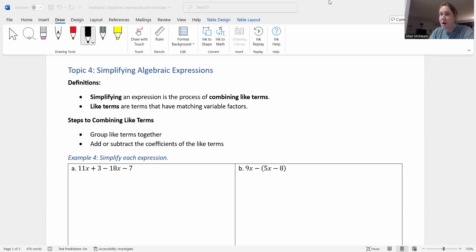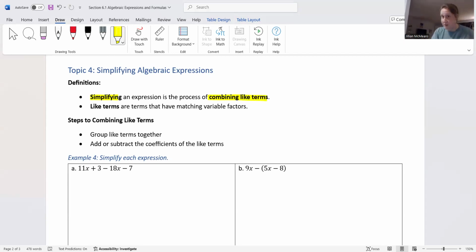Simplifying can also be called combining like terms. So be prepared to hear both of those. I might say combine like terms, I might say simplify. They mean exactly the same thing, and I do use them both, okay? So simplifying an expression is the process of combining like terms.